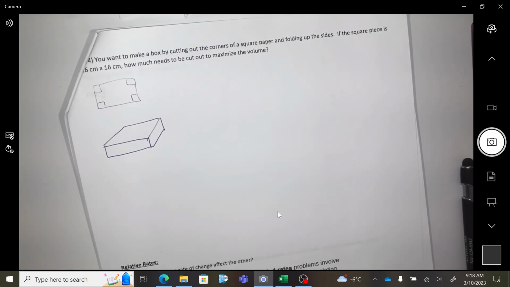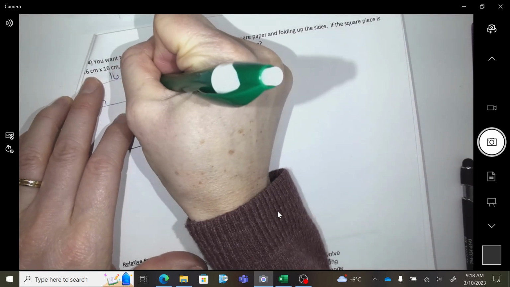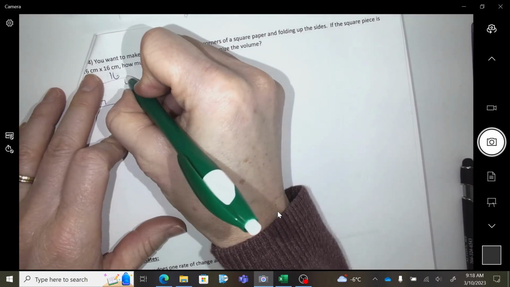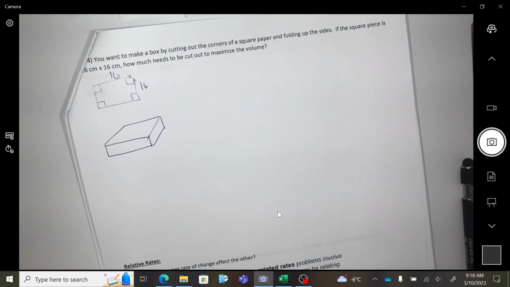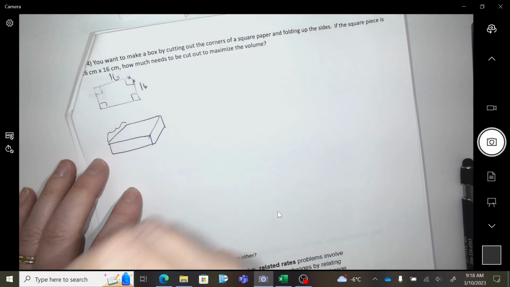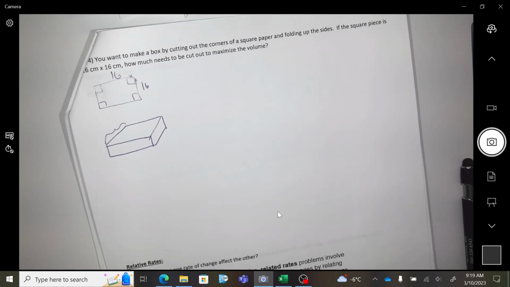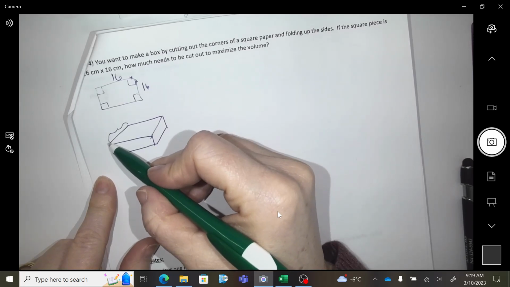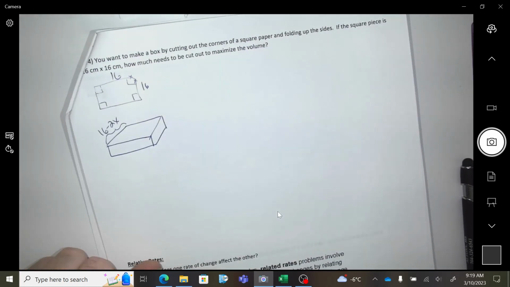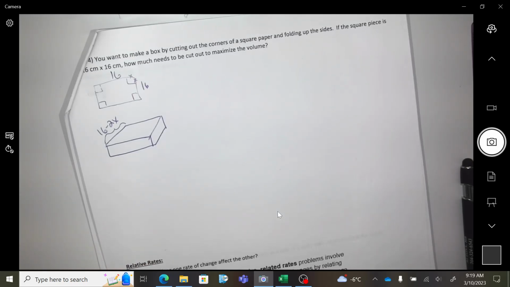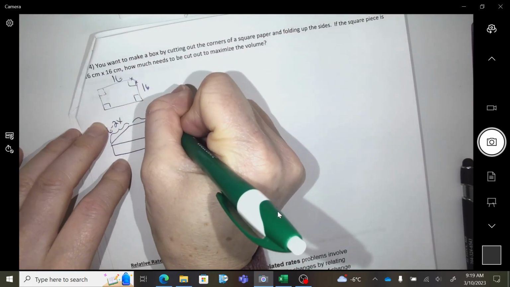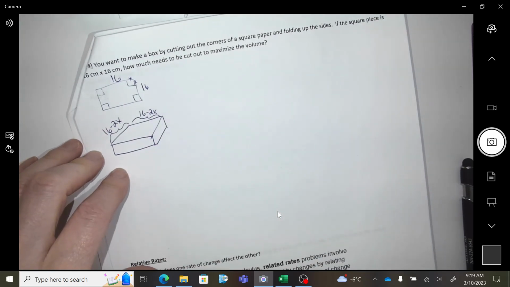Okay, so we're making this box. It's a 16 by 16 paper. And when we cut, we just cut a little X square out. Okay. What is the dimension of this side once I cut? Remember, I cut a slit off this side and this side. So this is now, do you remember how to do that? 16 minus 2x. Because I cut off some x on this side and an x on this side. This is also 16 minus 2x.